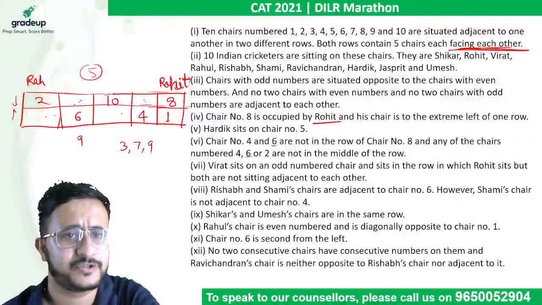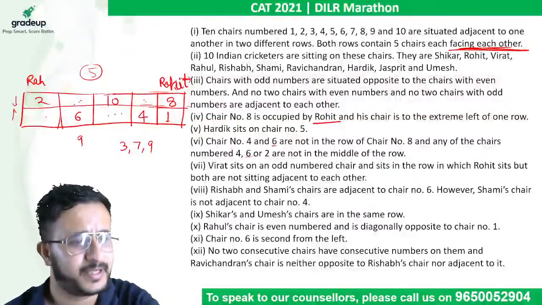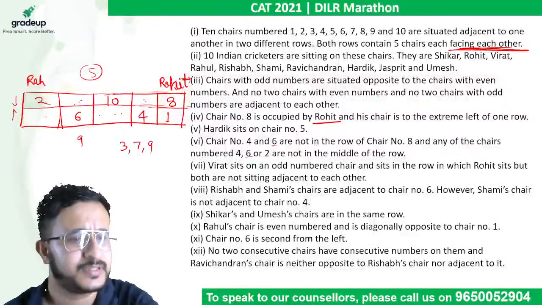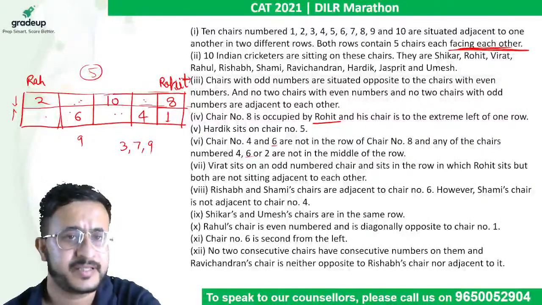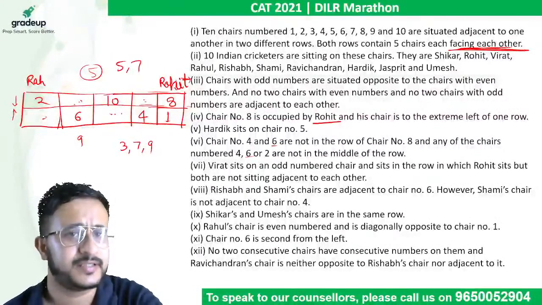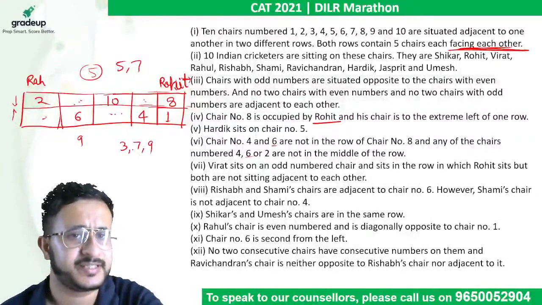Now 7 can also not come here, right? See, 7 is also not here, right? 7 cannot come here. 5, so 7 and 5 will come this side because see, you got this, right? So 3, 7, 3, 5, 7, 9 बचे.